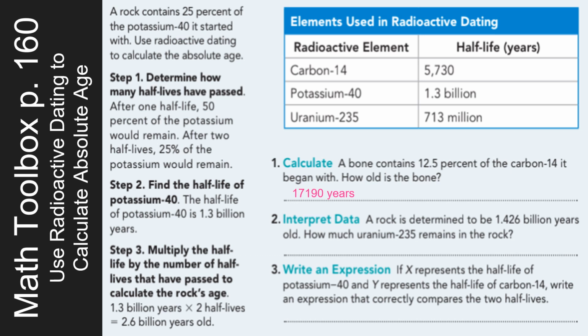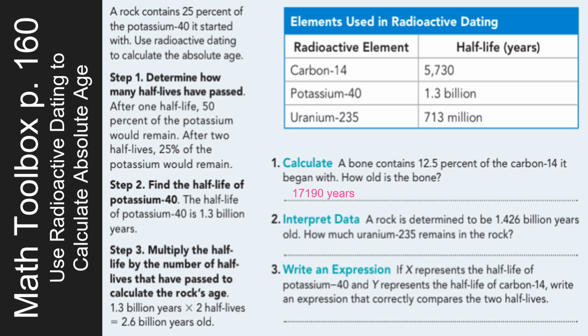2. A rock is determined to be 1.426 billion years old. How much uranium-235 remains in the rock? So what we're going to do for this one, we're going to take our 1.426 billion years, divide it by 713 million years. That will tell us how many half-lives have occurred. With that, we will get the answer 2.